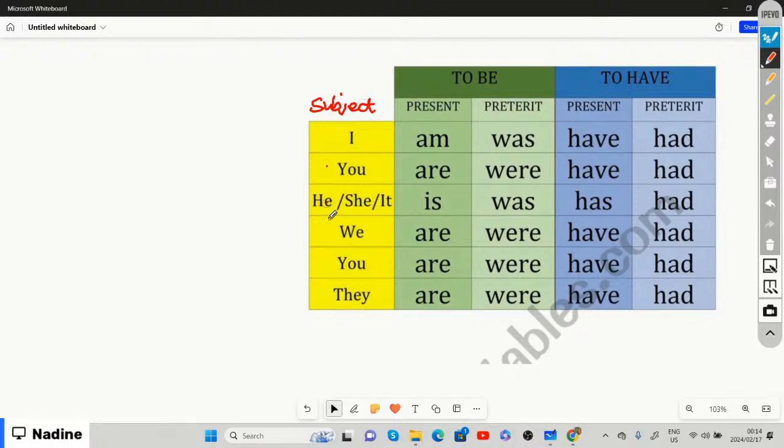So these ones over here are all our subjects: I, you, he, she, or it, we, you, or they. That's the subject. So if, for example, you say I, it's like saying I am 10 years old or I am 12 years old, for example, right?